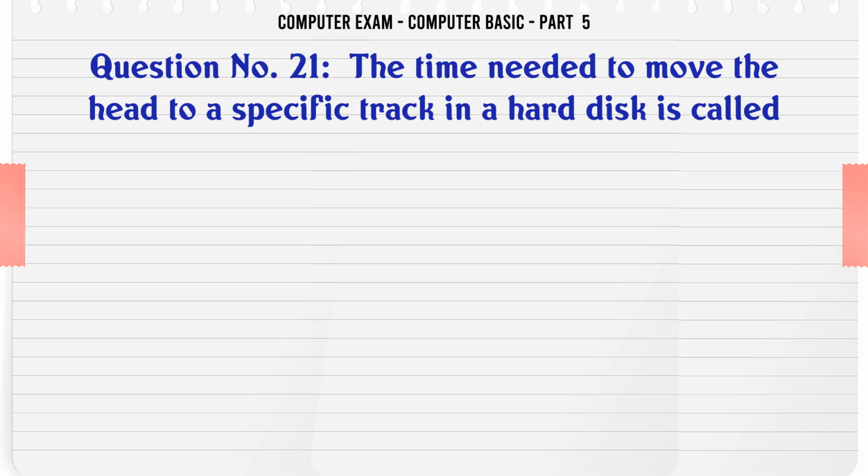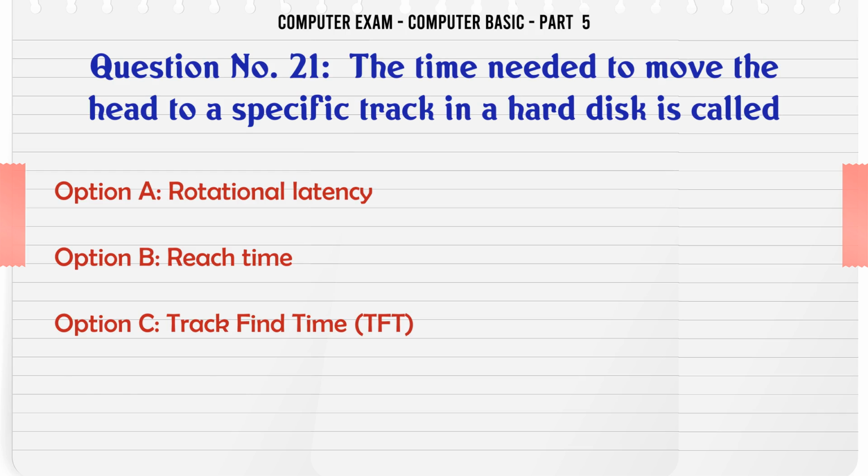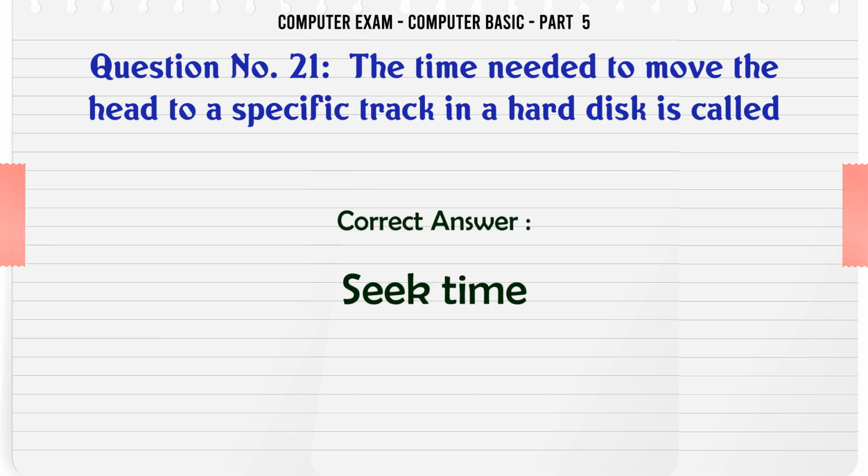The time needed to move the head to a specific track in a hard disk is called A. Rotational latency. B. Reach time. C. Track find time, TFT. D. Seek time. The correct answer is seek time.